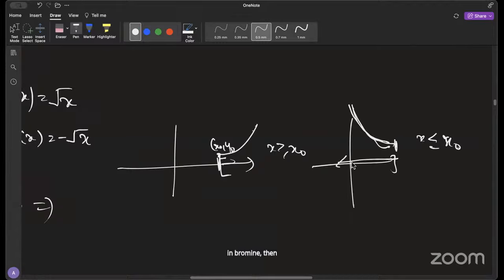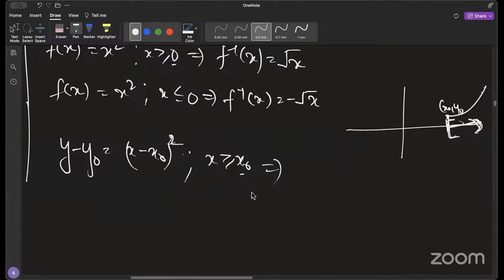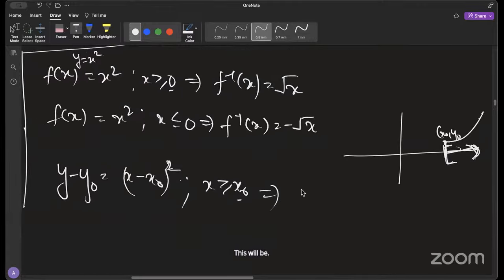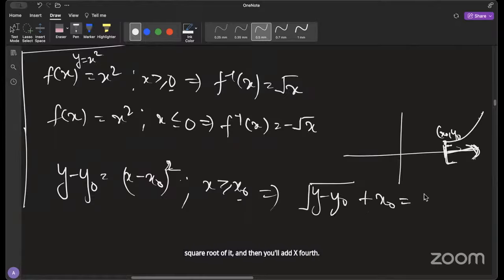Your domain then will be this. And then this one, it's this. If you have to find the inverse, it's going to be y minus y naught, square root of it, and then you will add x naught to it. So this will be your f inverse of x.